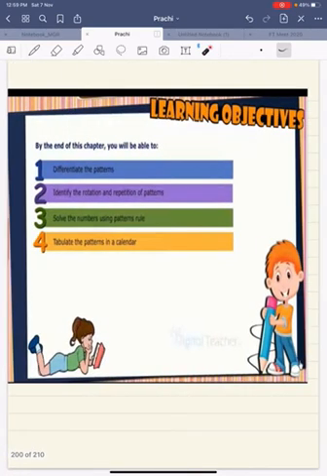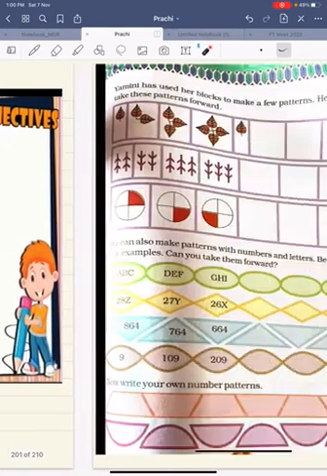Now by the end of this lesson, what you are going to learn is to differentiate the patterns. You can see what the differences between the patterns are. Identify the rotation and repetition of patterns. You can also solve numbers using pattern rules. Tabulate the patterns in a calendar. That also we are going to learn in this lesson.